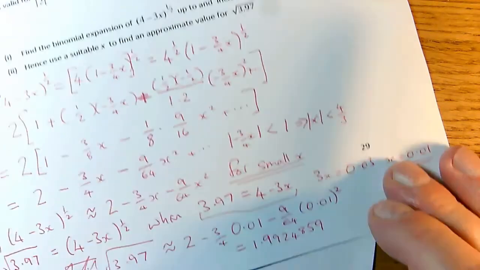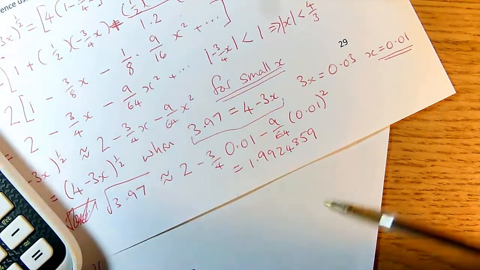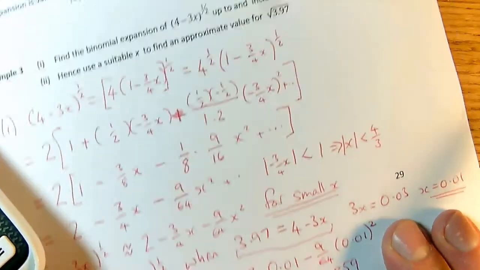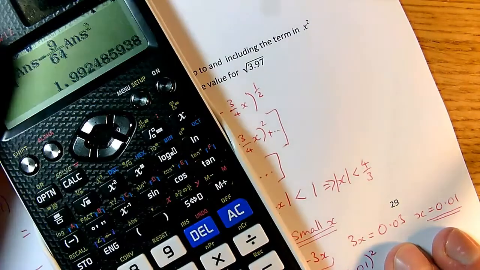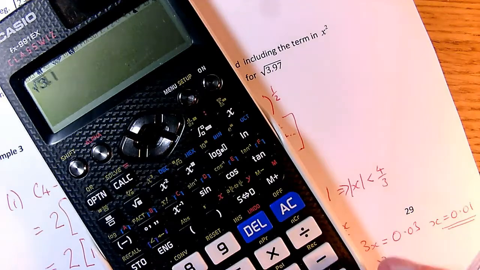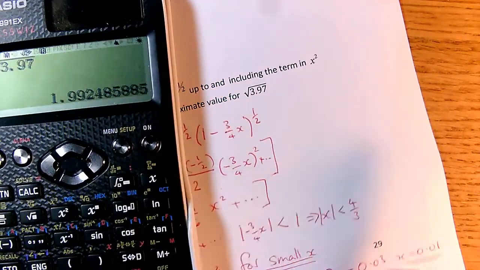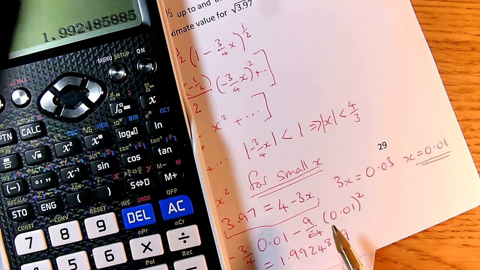Now, it's always advisable to give lots of decimal places on these, because of course what you could easily do is just do the square root of 3.97. I mean, that's completely missing the point of the question. The question doesn't want you to do this. Okay, all right, anyone could do this. All right, and it gives us 1.9924. Oh, look, it's very similar.